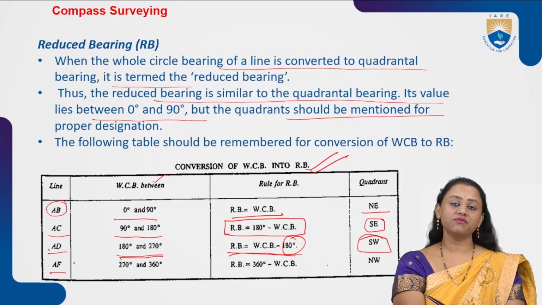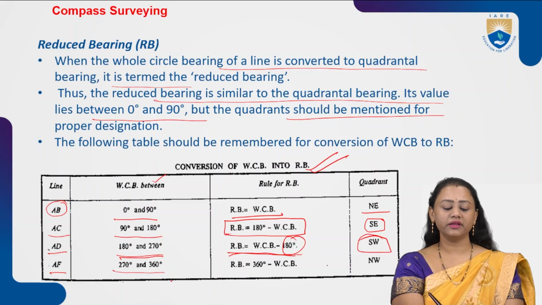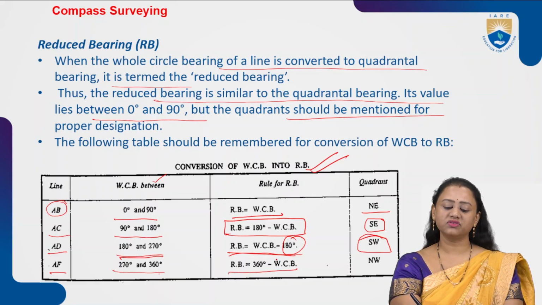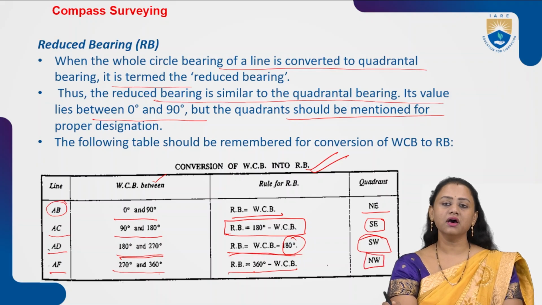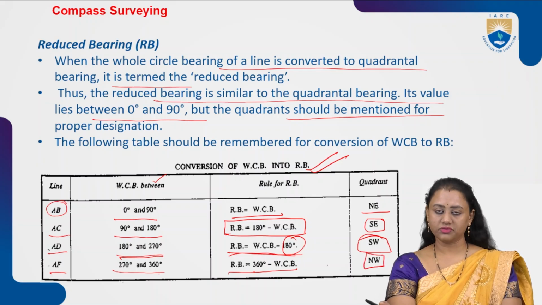The last one is the fourth quadrant. There is a line AF, and the whole circle bearing lies from 270 degrees to 360 degrees. The reduced bearing can be computed as 360 degrees minus the whole circle bearing, and it lies in the northwest quadrant.